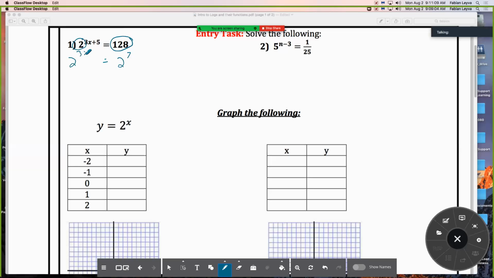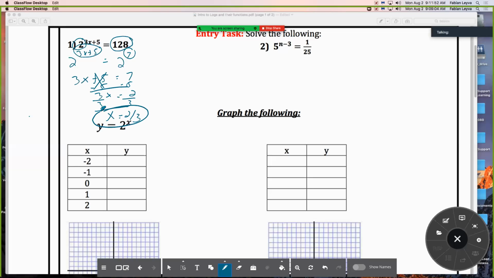I haven't really changed much other than just the way 128 looks, which I just changed to 2 raised to the 7. Now you can see here that I have a base of 2 that's equal to another base of 2. So that means that if this is to be true, my exponents have to be equal to each other. So I could really just drop my bases and set 3x plus 5 equal to a positive 7. Now you notice that this becomes a very Algebra 1 equation, and all you have to do is just solve for it. So if we minus 5 on both sides, we end up with 3x is equal to a positive 2. And then we divide by 3 on both sides, and we end up with x is equal to 2/3.